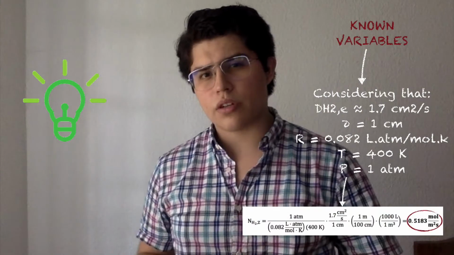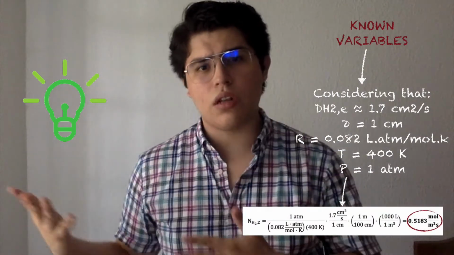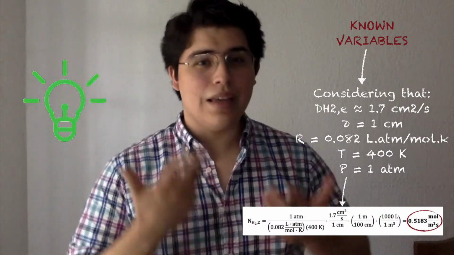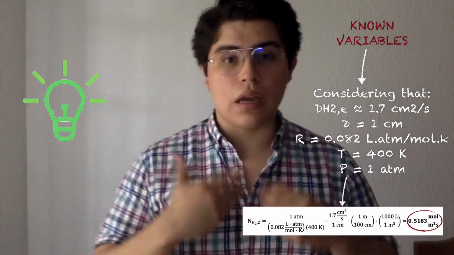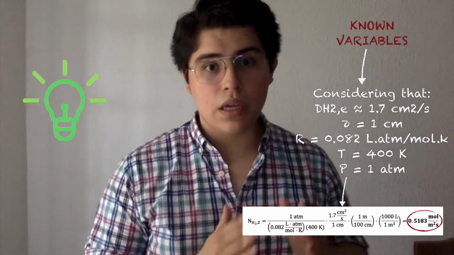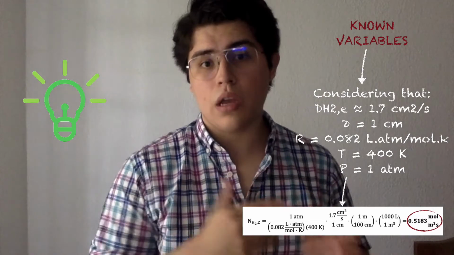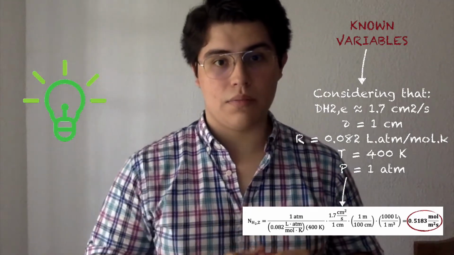Finally, if we replace delta equal to 1 cm into the flux equation with the known parameters and we are careful with the dimensional analysis, we can deduce that the flux at the beginning of the iron oxide consumption must be equal to 0.5183 moles per meter squared per second.